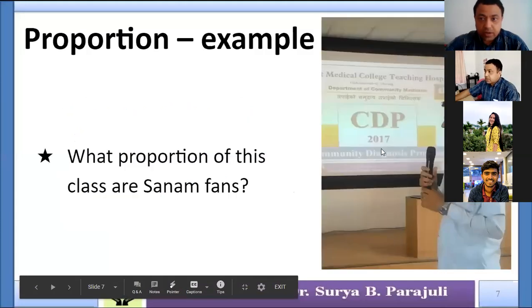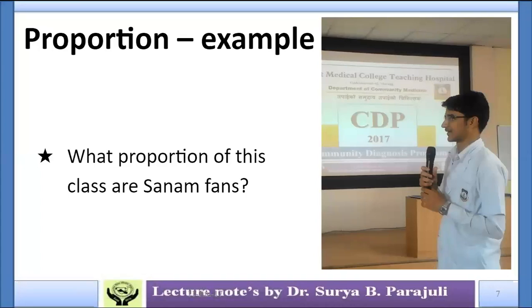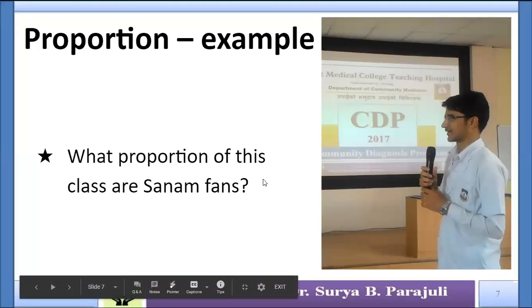It's easy. Now, this is an example. What proportion of this class are Sonam's fans? Sonam is your senior student, senior brother among your batch. How many students are a fan of Sonam? So out of 75, maybe 50. So the proportion is 50 divided by 75. Total is 75, and among 75, 50 are the numerator, meaning the numerator is part of the denominator. So 50 divided by 75 means 2:3. So we can calculate the proportion.